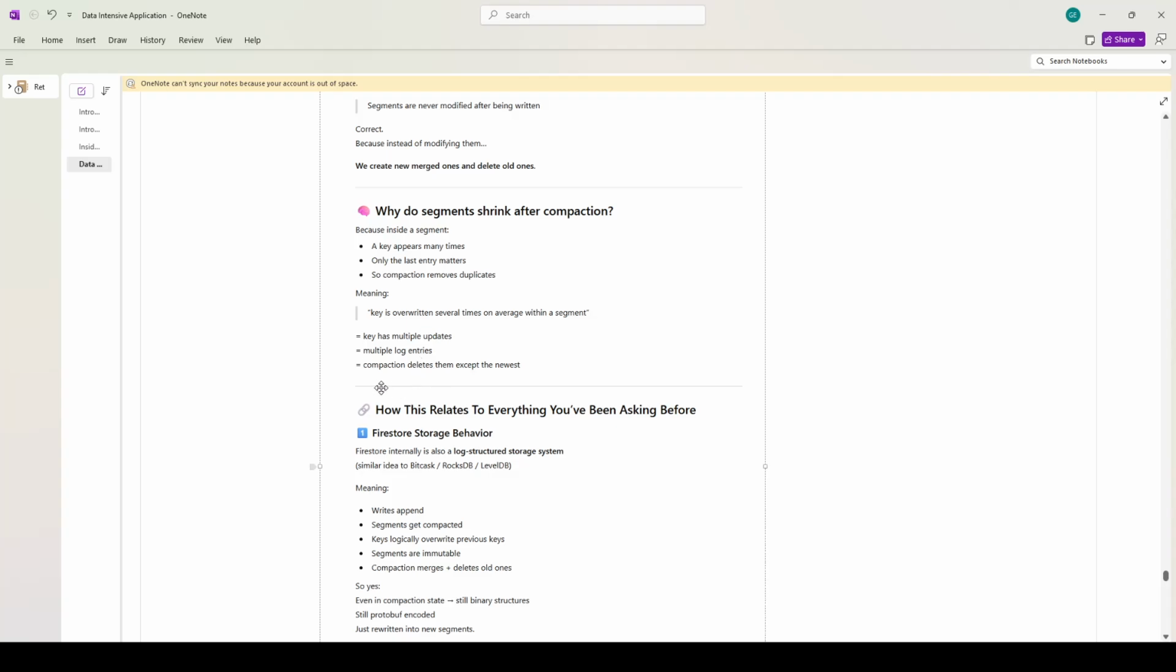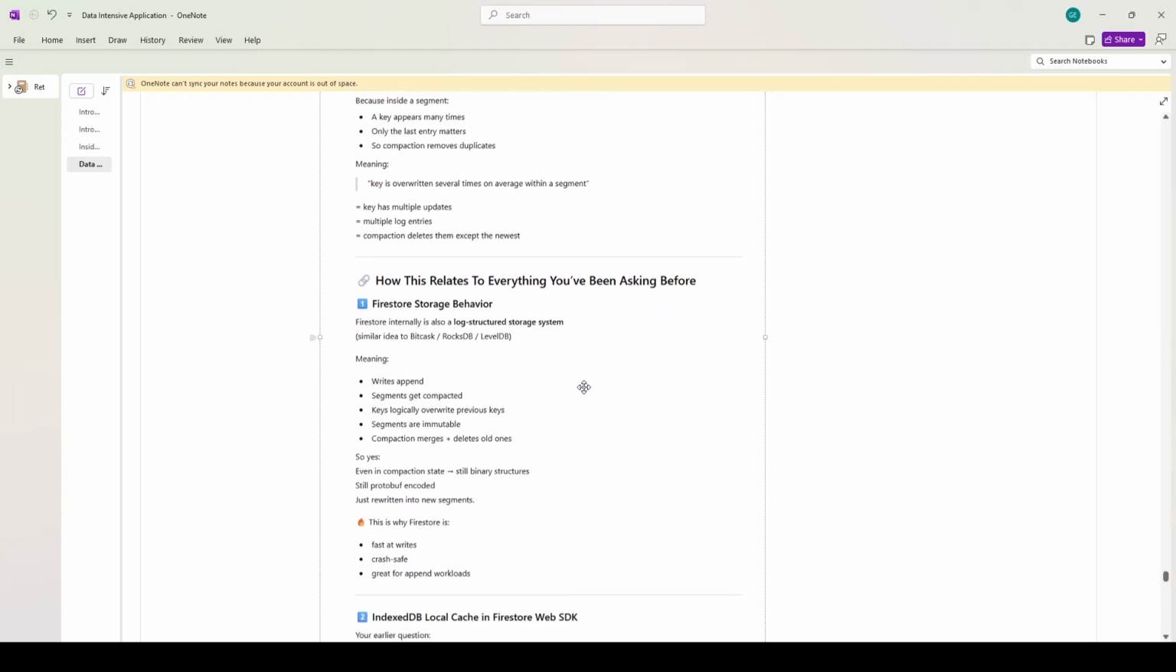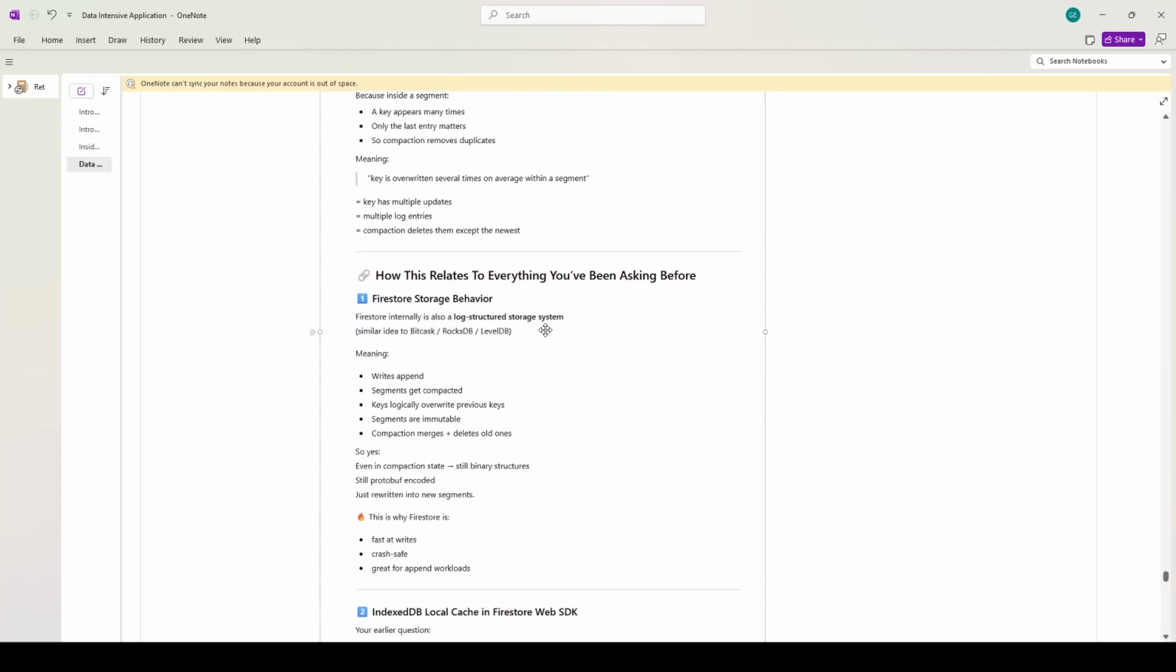So that's what that sentence means, since we're dealing with an update-heavy workload and multiple log entries. And during compaction, you remove the duplicates. It means a key is overwritten several times on average within a segment. How does this relate to everything we've been discussing?